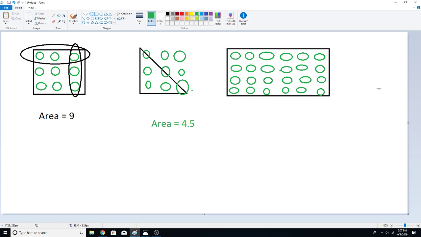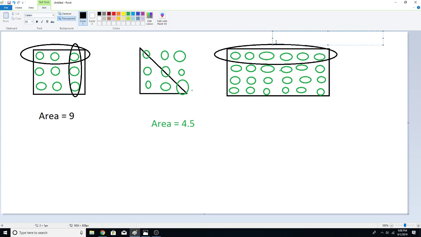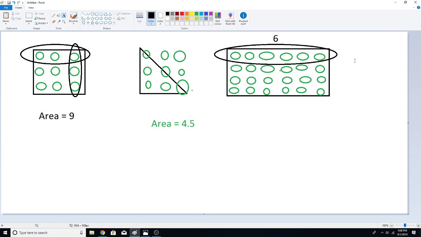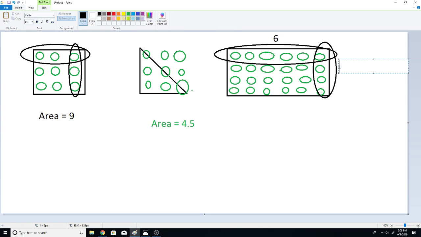Yeah, so there we can see, if we use the same example again, how many chairs are here? 1, 2, 3, 4, 5, 6. So 6. So put 6 here. And how many chairs are here? 1, 2, 3, 4. So 4.